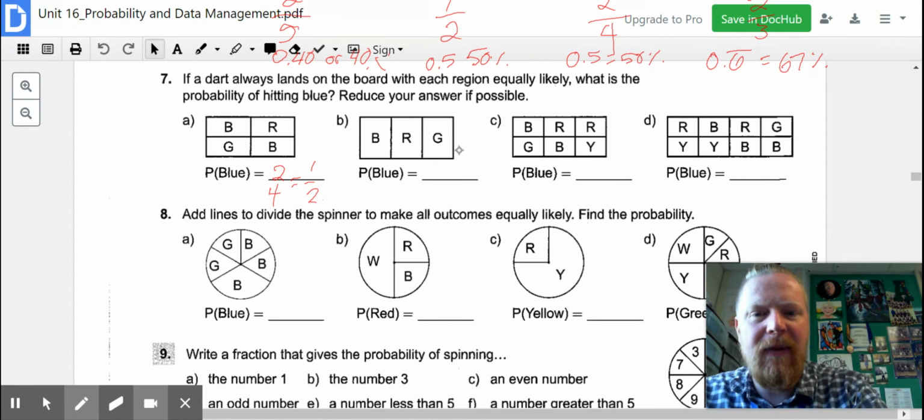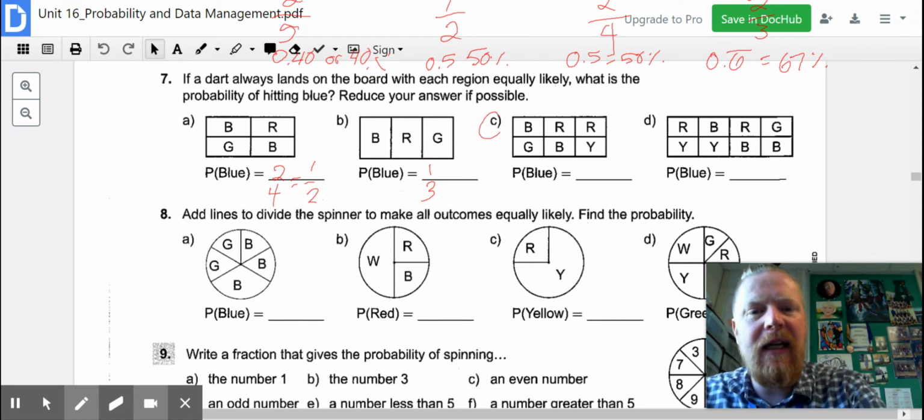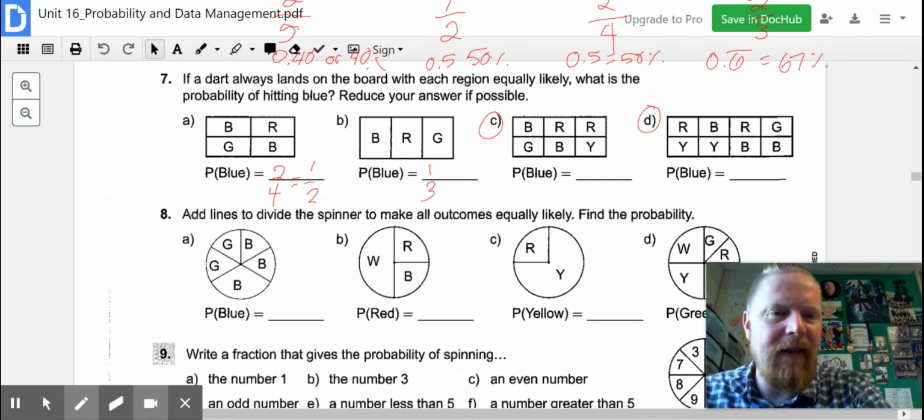What about this one here? There's 3 zones, and one of them is blue, so it's 1 out of 3. Well, we can't reduce that one, but we would know that that one is roughly 33%. I'll let you do C and D on your own. Calculate the number of zones that are blue divided by the total number of zones.